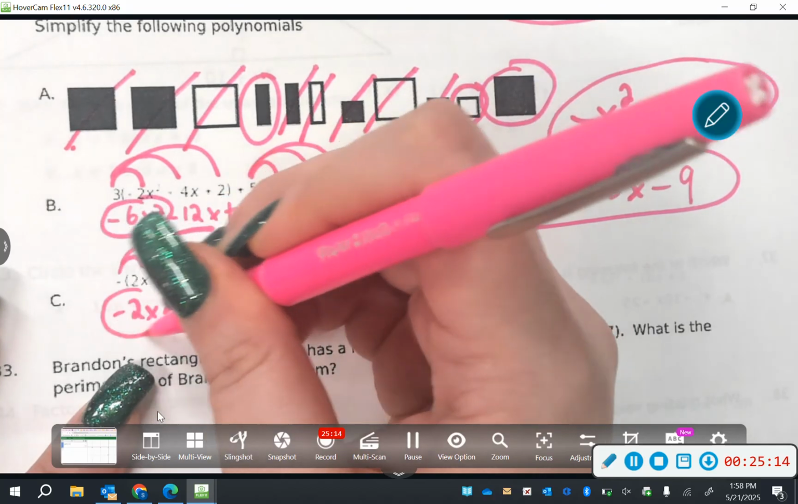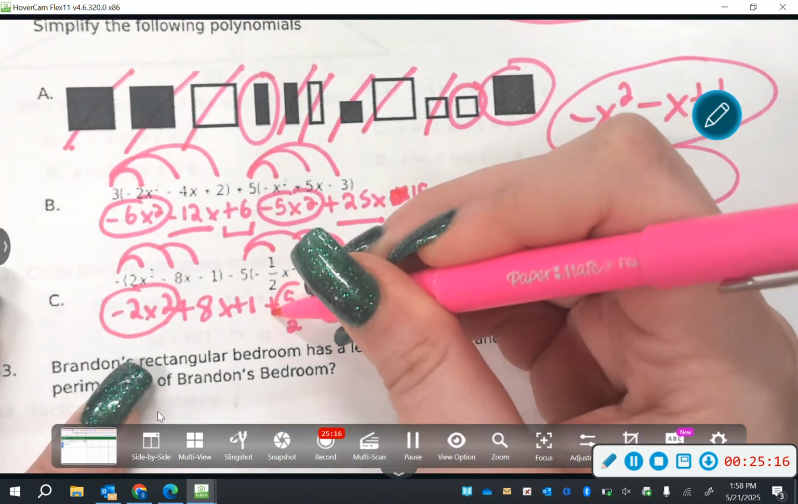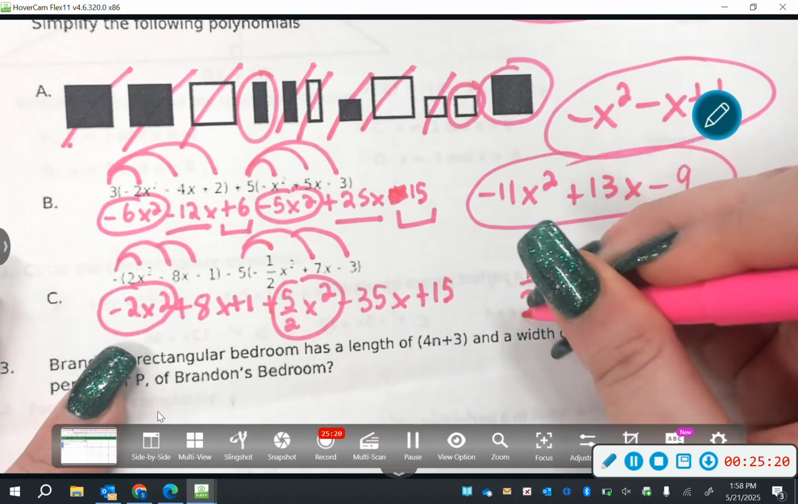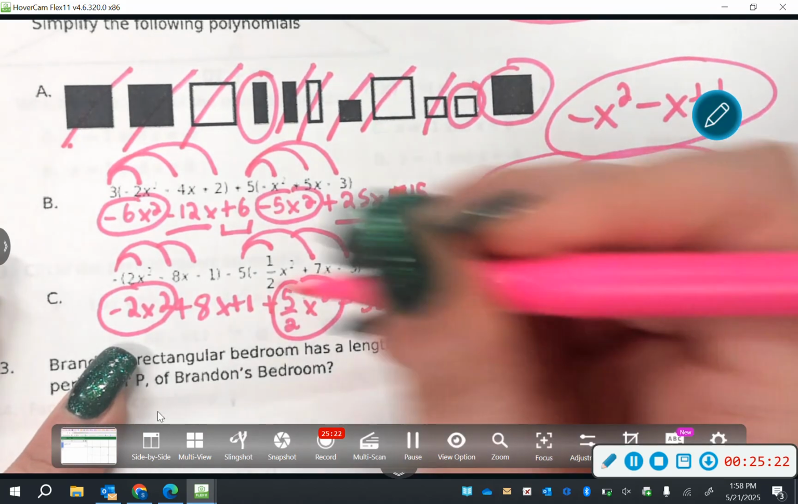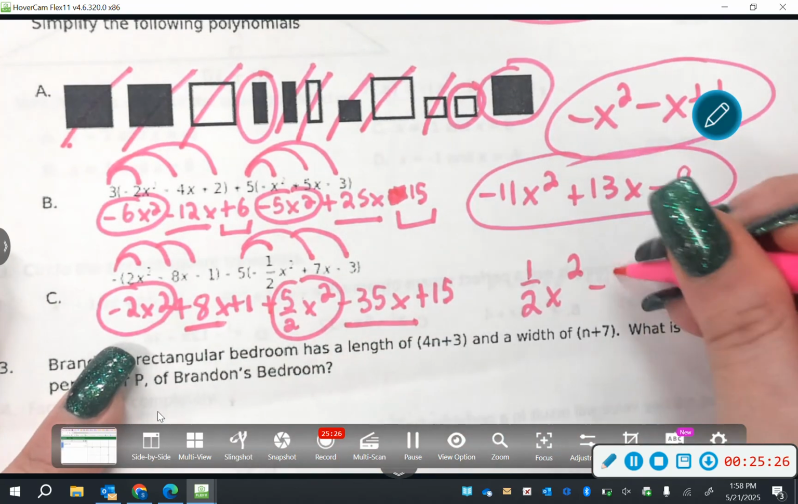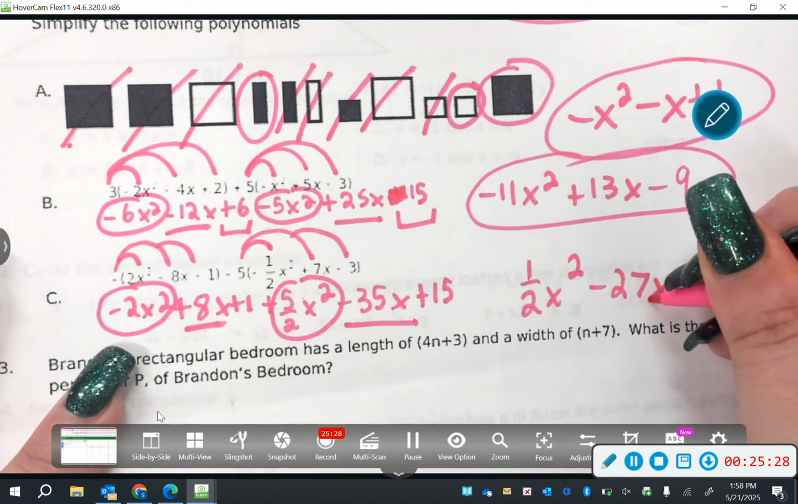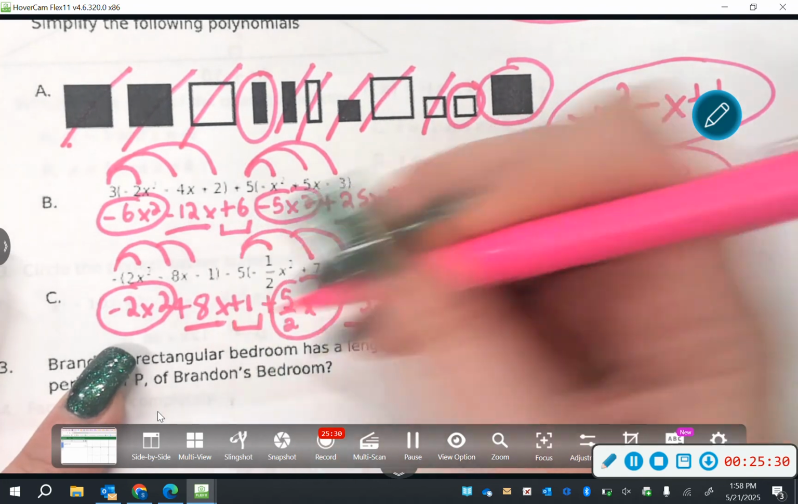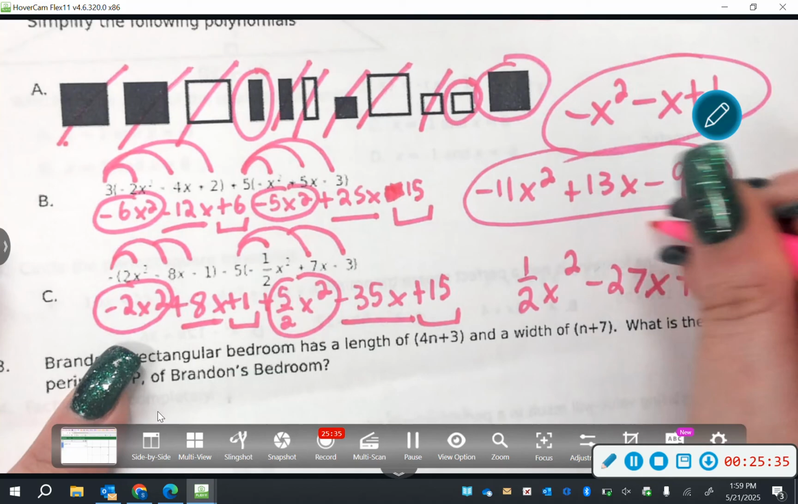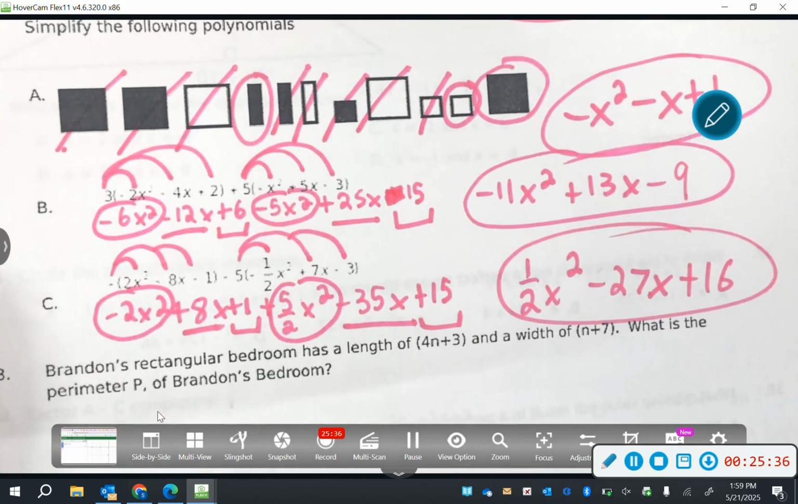Combine like terms. Negative 2x squared and positive 5 over 2 x squared would be 1/2 x squared. We got an 8x and a negative 35x. It's going to be minus 27x. We have a positive 1 and a positive 15. That's going to be plus 16.